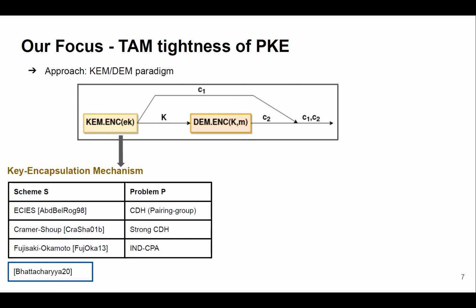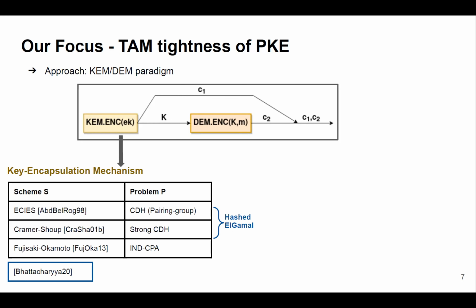Various key encapsulation mechanisms were studied by Bhattacharyya in Asiacrypt 2020 in the memory-aware setting, where they gave memory-tight proofs for two flavors of the ElGamal KEMs, and also for Fujisaki-Okamoto transformations, which are used to instantiate KEMs from PKE schemes. However, these proofs were in a single-challenge setting.